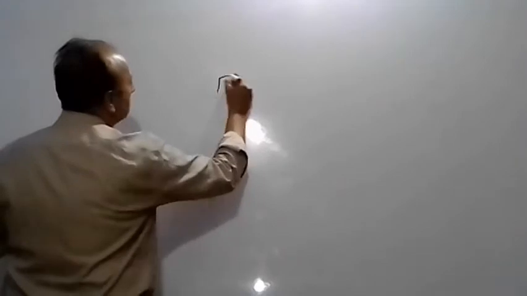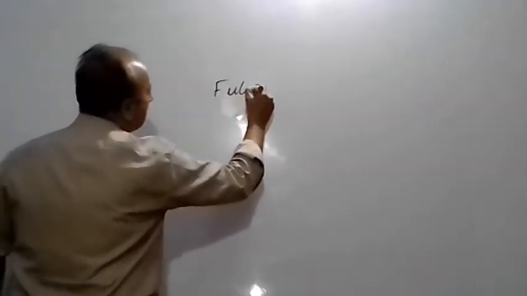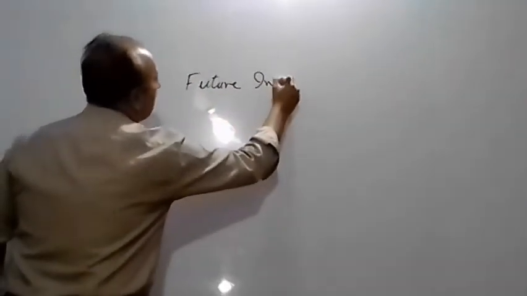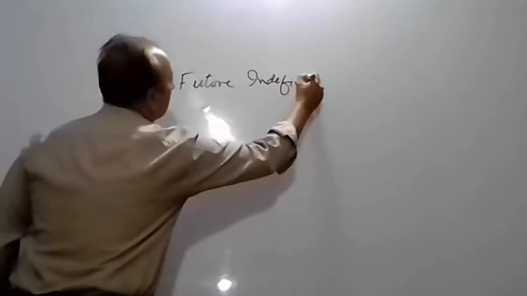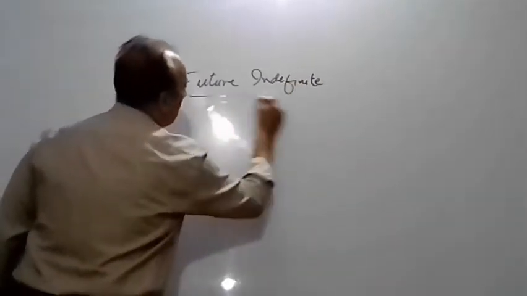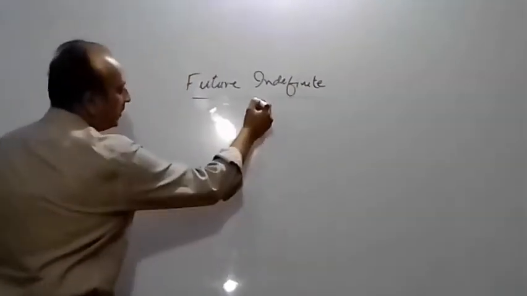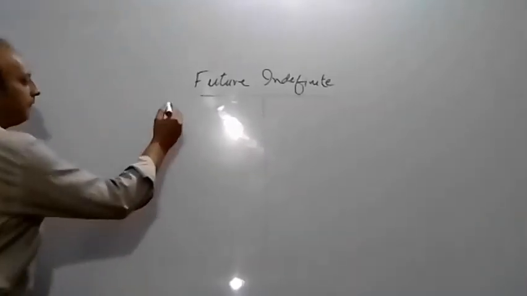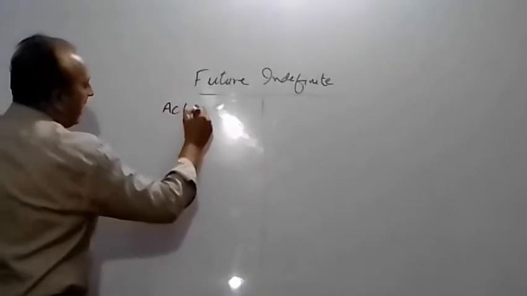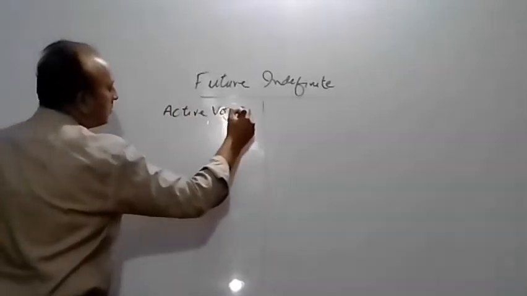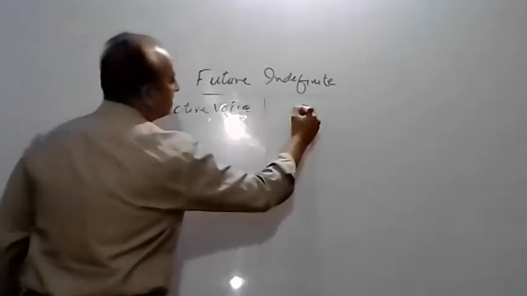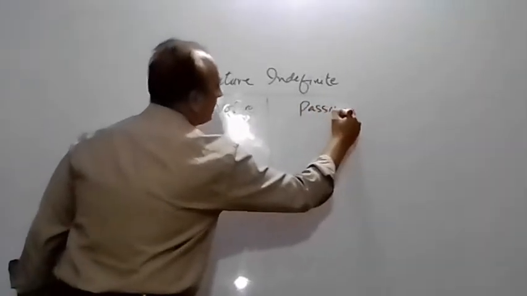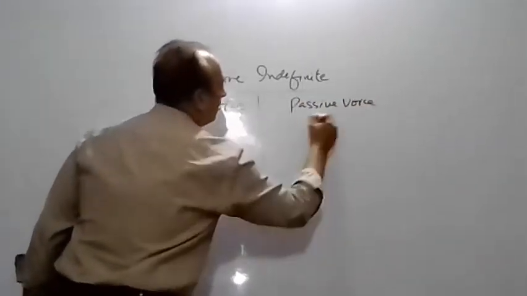Today we are going to make a start on our next tense, and that is the future indefinite tense. Okay, and what we do, we divide this tense again into two categories. The first category is called the active voice, as you know very well, and the second is called the passive voice. Okay.